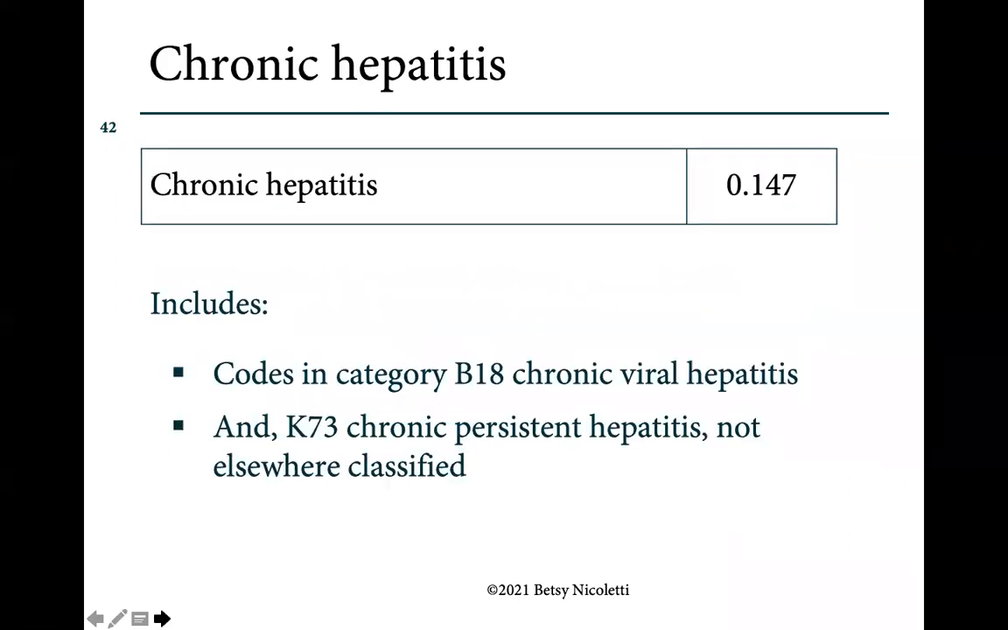One or two other conditions: chronic hepatitis risk adjusts, codes in B18, chronic viral hepatitis, and codes in K73, chronic persistent hepatitis, not otherwise classified.